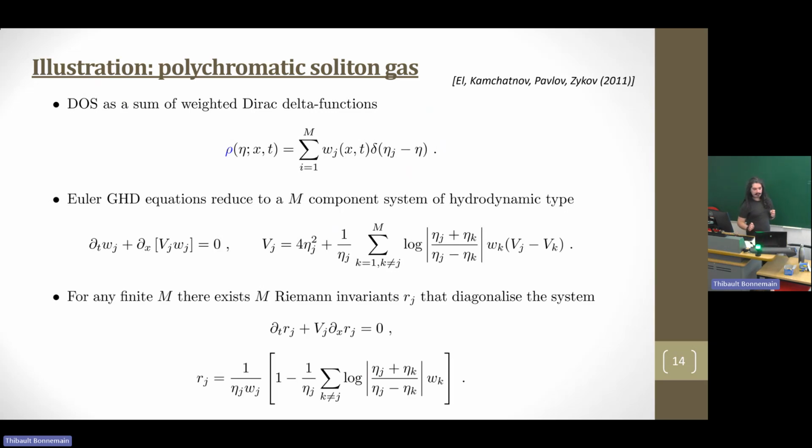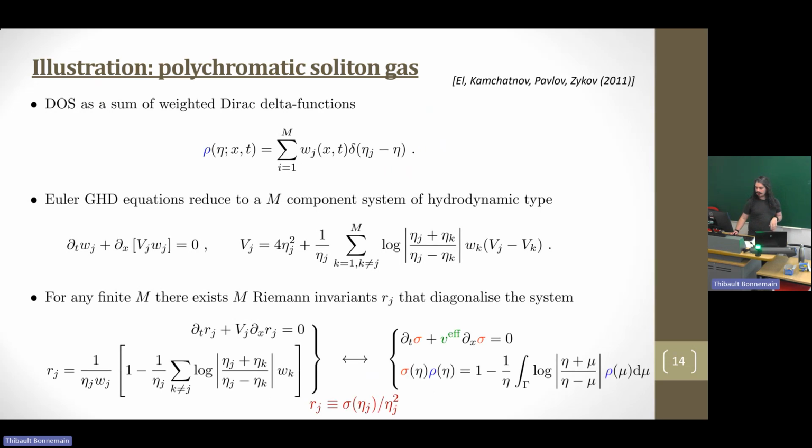So, in particular, it's been shown that for any finite n, there exist n Riemann invariants diagonalizing the system. And this is non-trivial because, if you recall from my first lecture, I told you that for a system of hydrodynamic type of 3 or more components, in general, the Riemann invariants do not exist. So the fact that here they do for any finite n is already an interesting property.